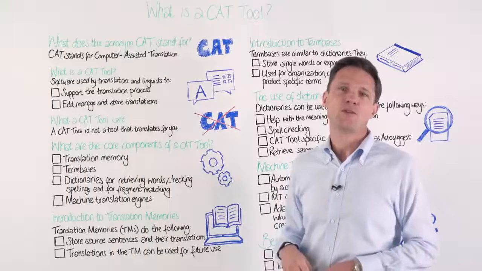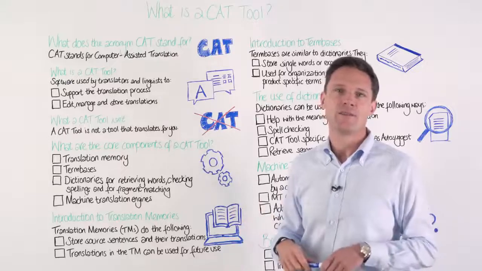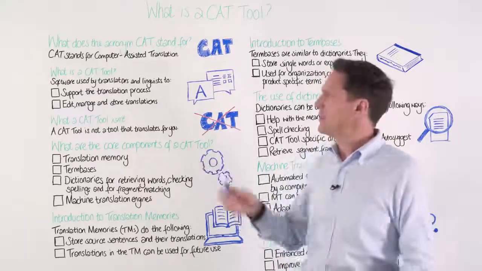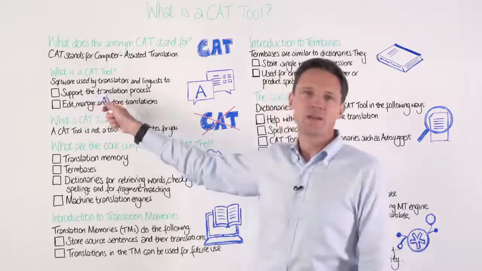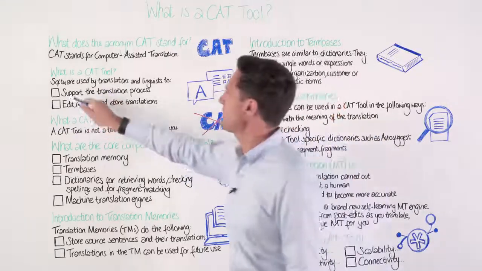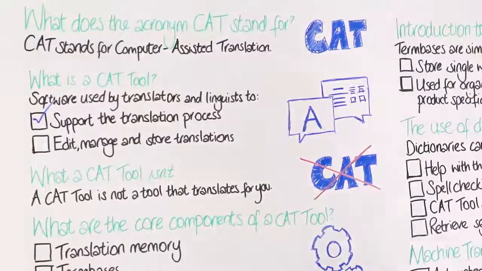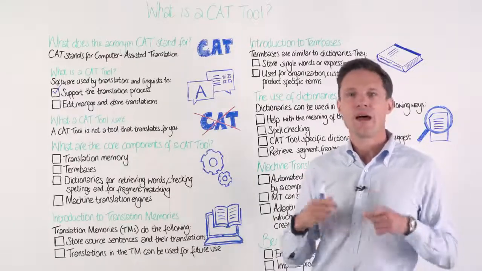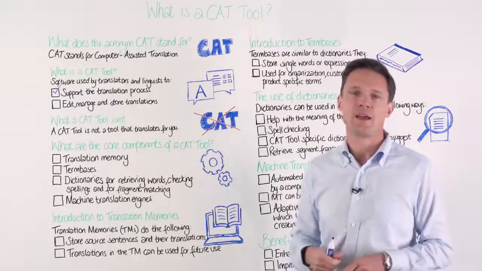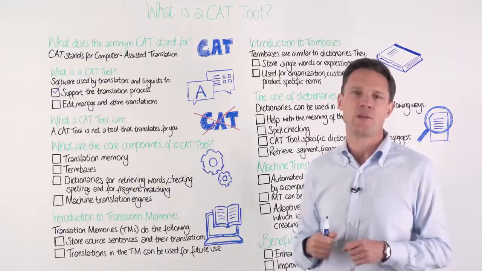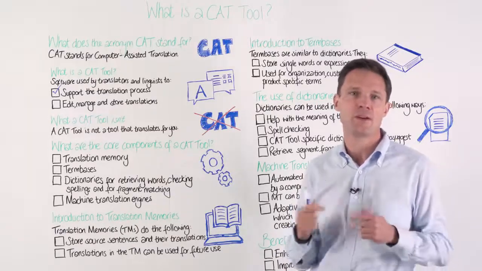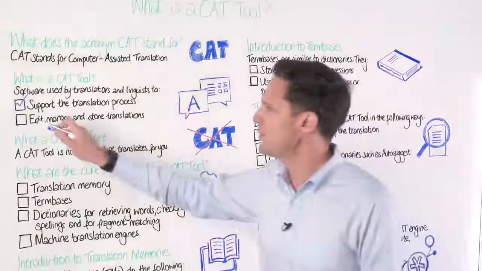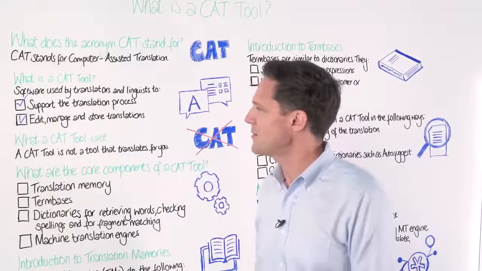It's software used by translators and linguists. It does different things. So first of all, it's there to support the translation process. And it allows you to edit, create, store, and manage a translation. So it does quite a lot of different things, and today we're going to look a bit more at all the things that a CAT tool does. So I'm going to tick this box here.